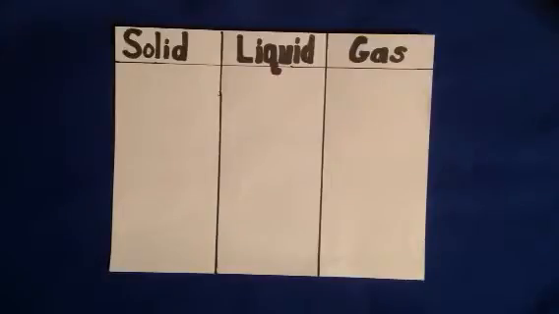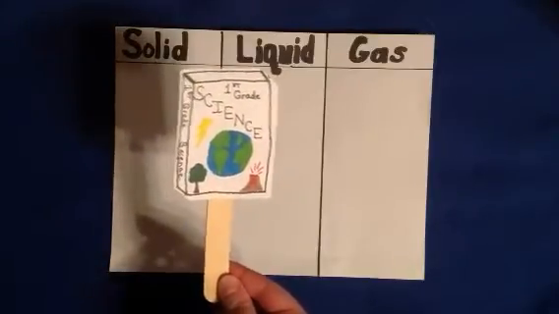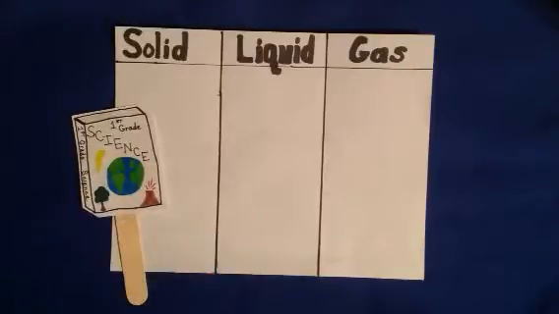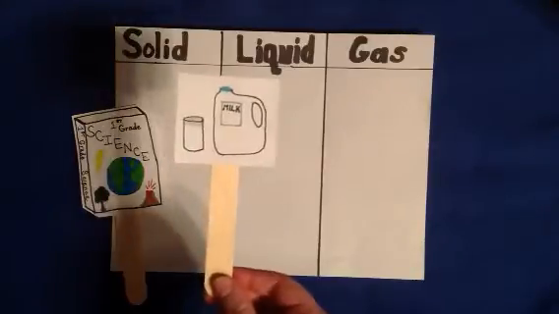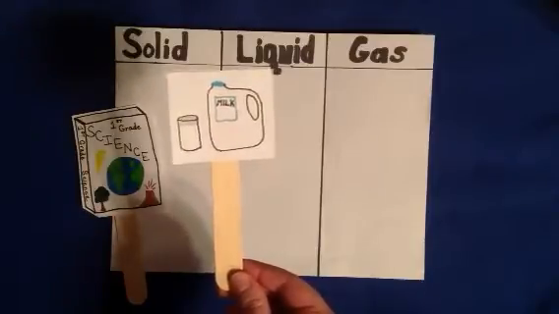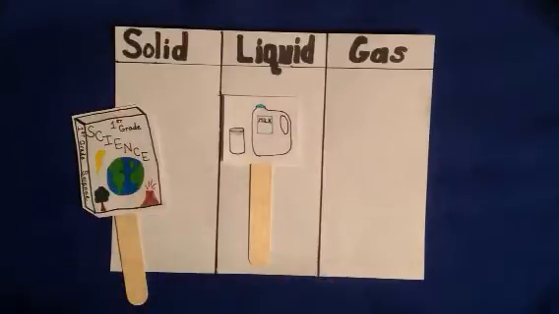Now, let's decide where a few of these would go. The first one we'll talk about is a book. A book has a shape of its own, so it would be a solid. That's right. Our next one that we'll discuss is white milk. Milk takes the shape of the container that it's in, so milk would be a liquid.